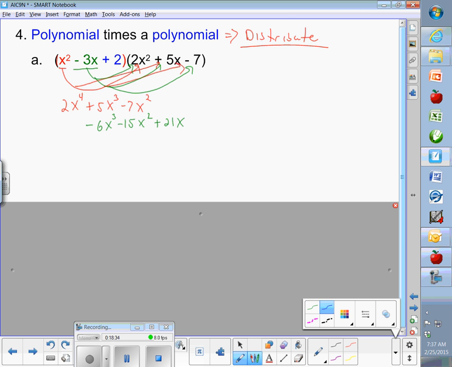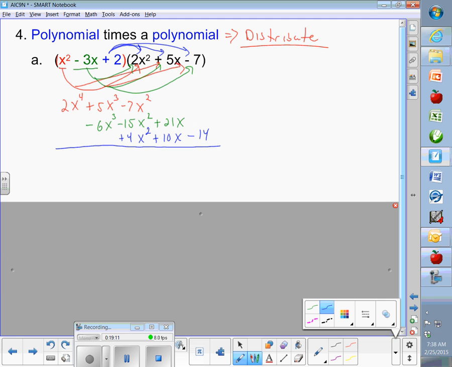Okay, let's do our last distribution. Here, I'll do these up top for clarity's sake. Positive 2 times a 2x squared. A positive 4x squared. And look where I put it, in the x squared column. Positive 2 times a 5x. Positive 10x. Again, keep the plus signs. You need them. Positive 2 times a negative 7. Negative 14.